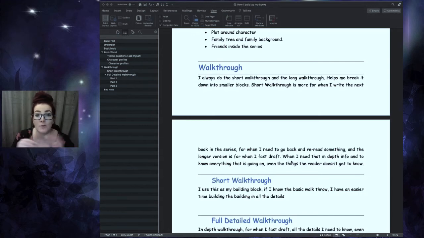But I am a planner through and through. If you're not, this will probably not work for you. But if you're a planner, or a new planner, this actually might help. I do my walkthroughs in two stages. I do the short version, where the book is one, two, or three pages, and I just walk through very roughly what is going to happen.